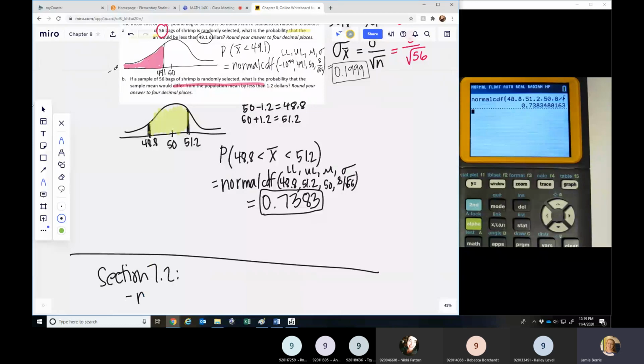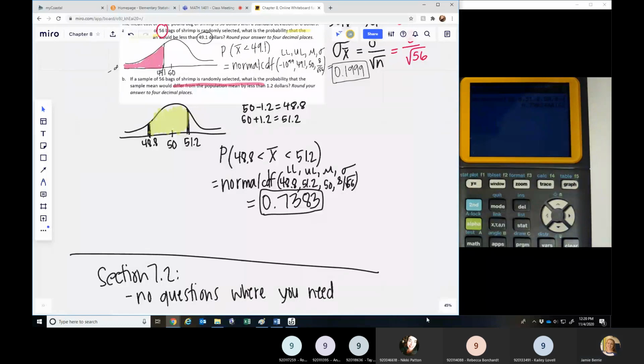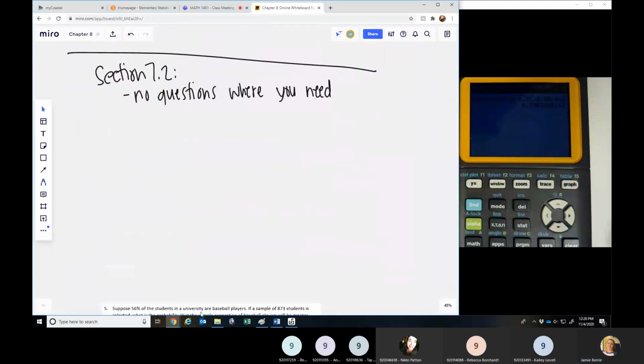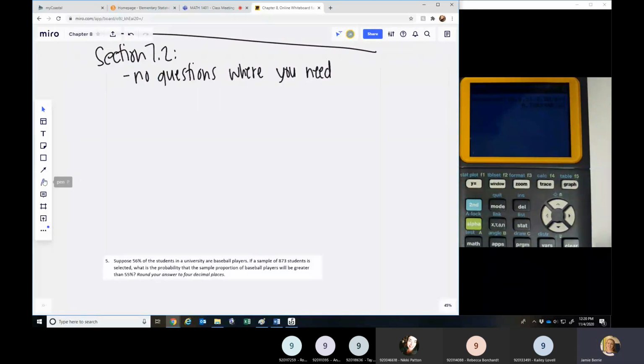There are no questions where you need to find, let me move my screen down. There are no questions where you need to find the standard score, also called the Z-score.